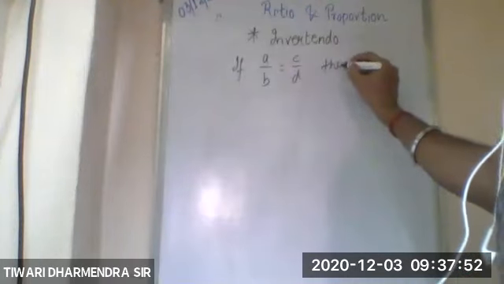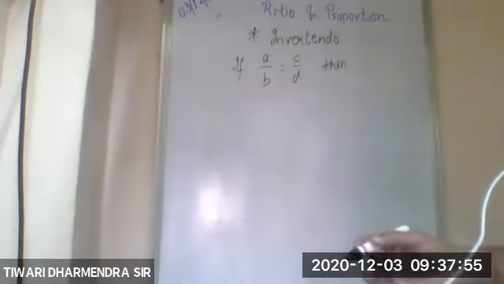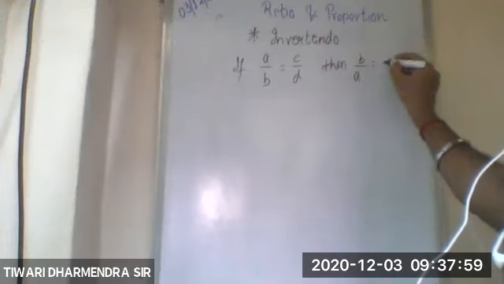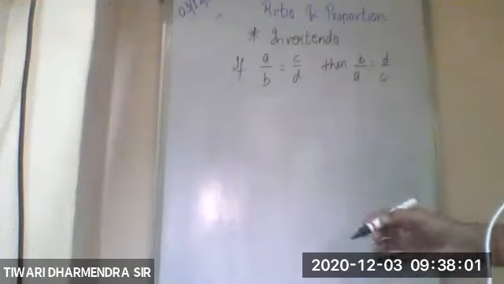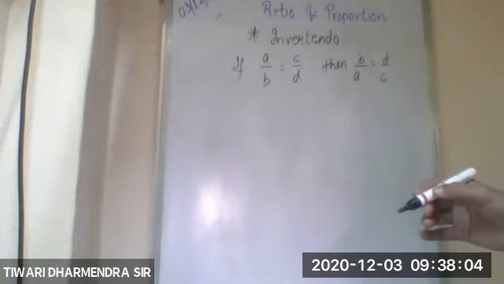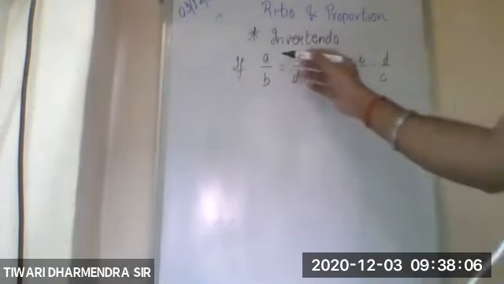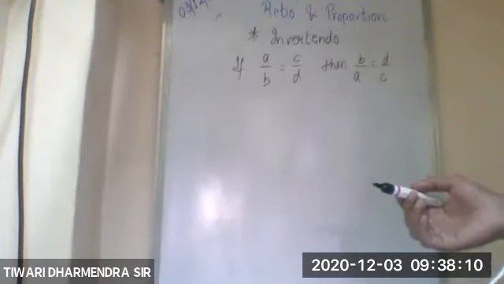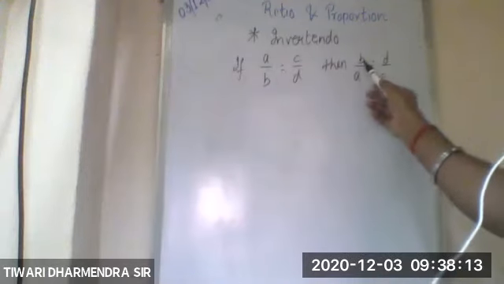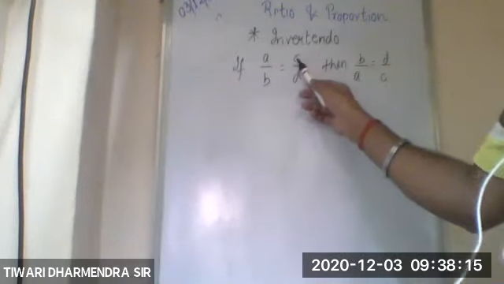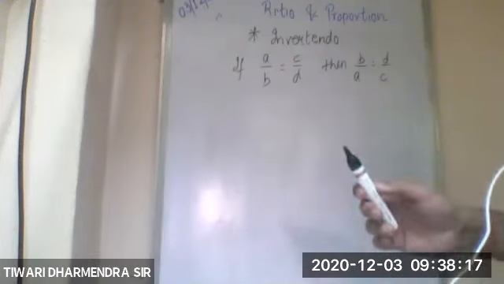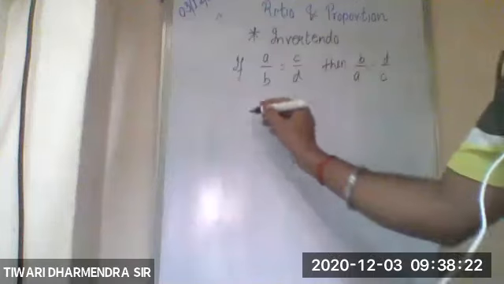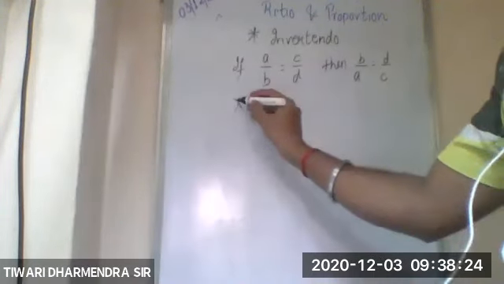Then if we say by the property of invertendo, what we are doing is writing it as b by a is equal to d by c. What happened here? Things get reversed. At the position of a, I got b. At the position of c, I got d. Here I was having a by b, here I'm having b by a. Here I was having c by d, and here I'm having d by c, after applying invertendo.